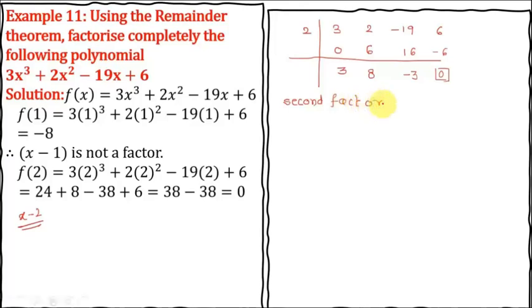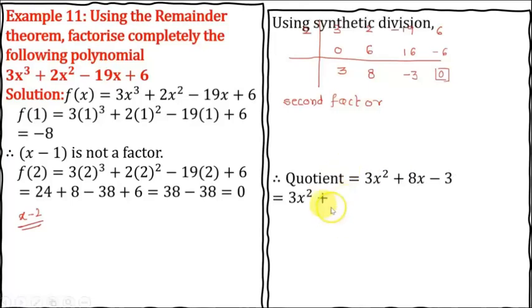Okay. Next. Here the coefficients are 3, therefore the degree of that second factor is 3 minus 2, 2. So this here is the quotient. The quotient is equal to 3x square plus 8x minus 3. Again, to factorize this polynomial, take 3 into minus 3.